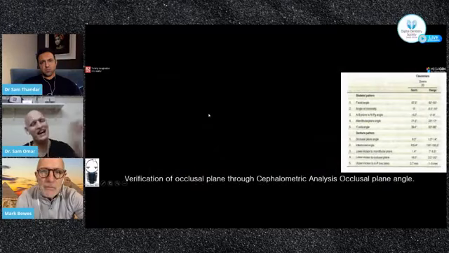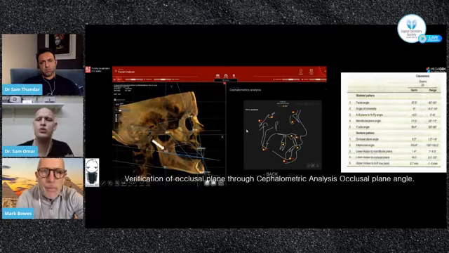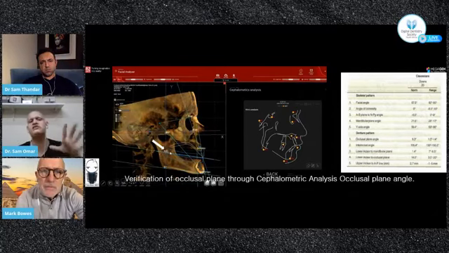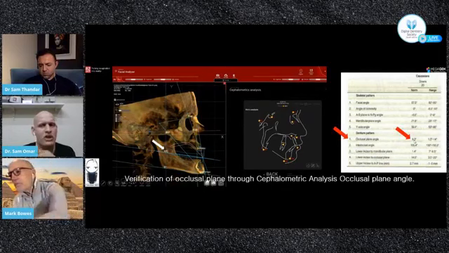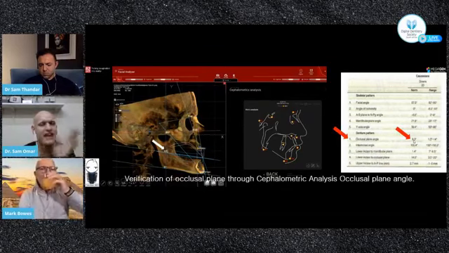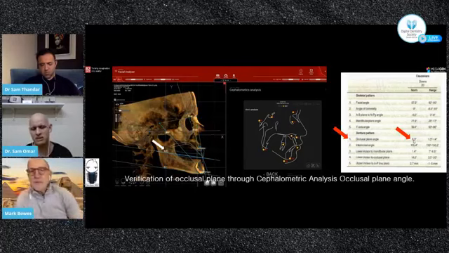We're referring back to the cephalometric analysis, because cephalometric analysis has something that is very helpful for us, which is what we call the occlusal plane angle, which is this angle right here. And again, the software gives you an automatic reading of this. So in Downs analysis, the occlusal plane angle is actually 9.3 degrees for a Caucasian patient. And that's basically the information that you can verify through the cephalometric analysis.